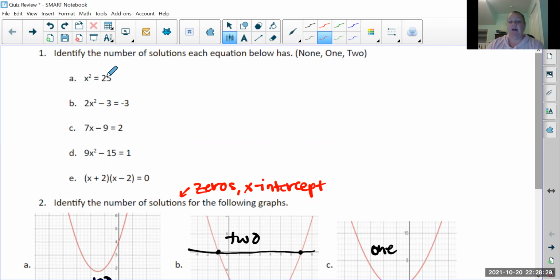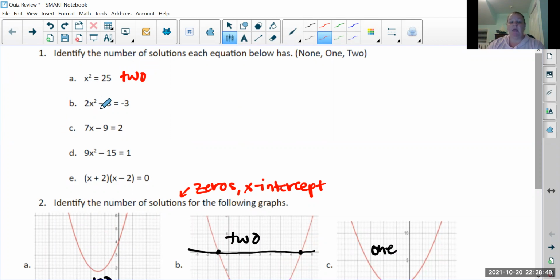For this one, we're thinking about what number or numbers I can put into x that when I square it, I get 25. Most of the time, we're going to have a positive and a negative answer. I could do 5 squared, which gives me 25, but I could also do negative 5 squared, which also gives me 25. So this one has 2 answers, 5 and negative 5.